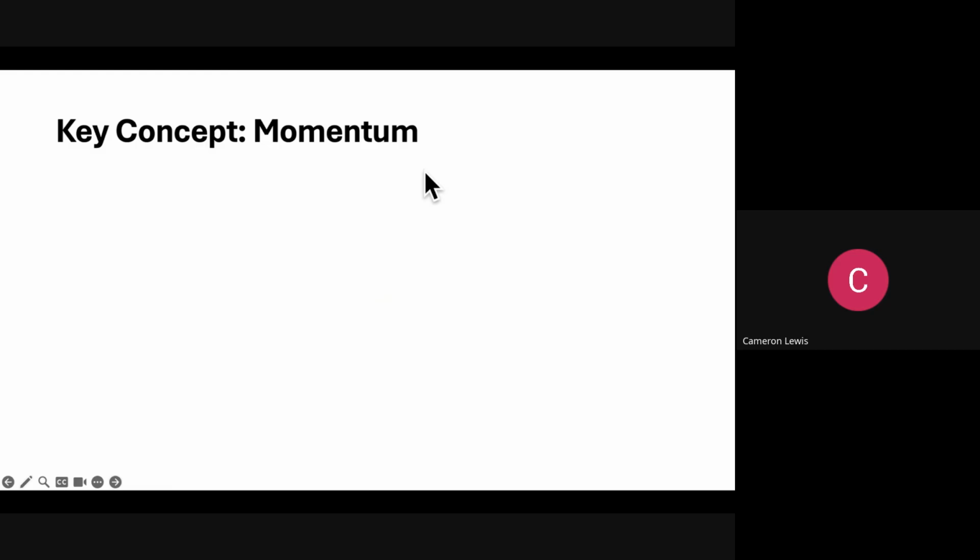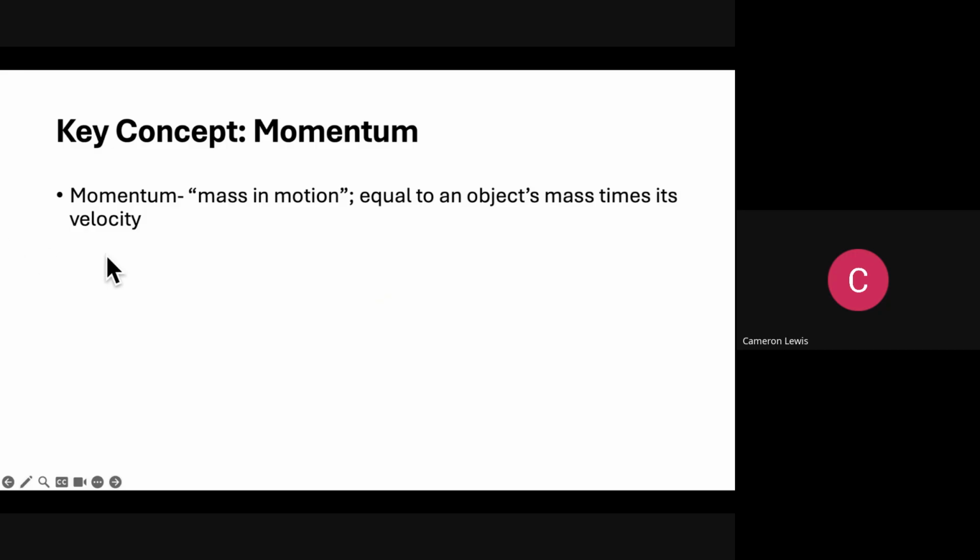So the first thing to understand right now is momentum, right? What is momentum? Think about it as mass in motion, right? Something's moving and it has this thing we call momentum that goes with it, to where now you see it's moving and we can predict how far it's going to go. And later on, you'll see with impulse that it has some force attached to that, right? But really, momentum is equal to an object's mass times its velocity. So it's very simple, right?